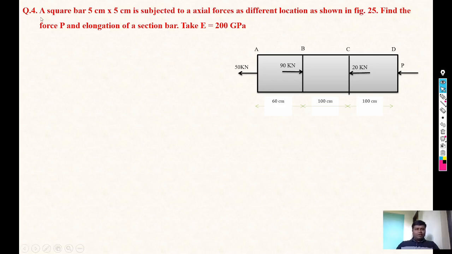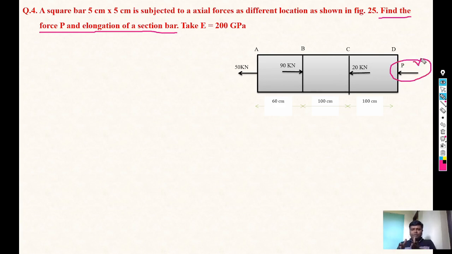So what is the fourth numerical? A square bar 5 centimeter by 5 centimeter is subjected to axial forces at different locations as shown in the diagram. Find the force P and the elongation of the bar. Take E equals 200 gigapascal. So here we need to calculate the force P and the elongation of the bar. Force P, where is the force P? This force we need to calculate.